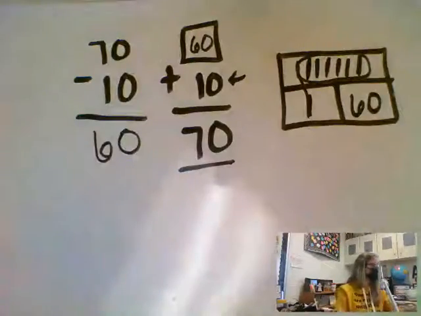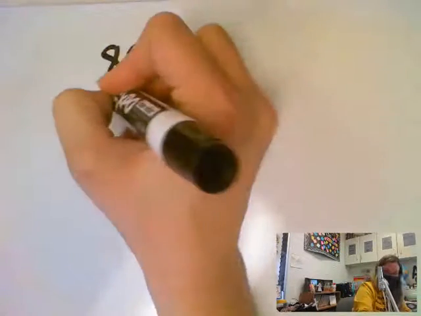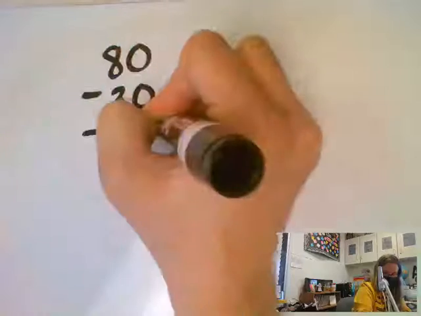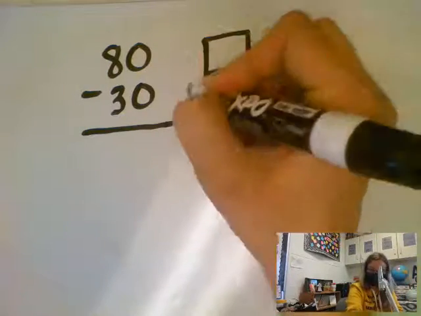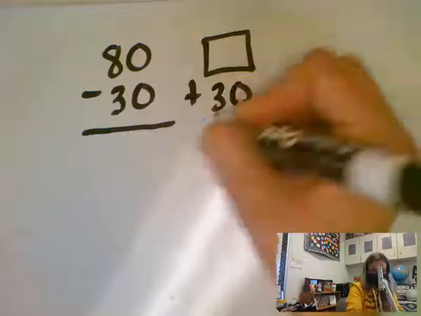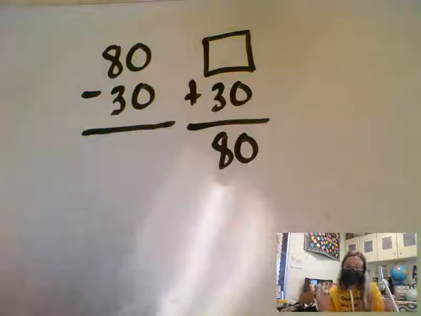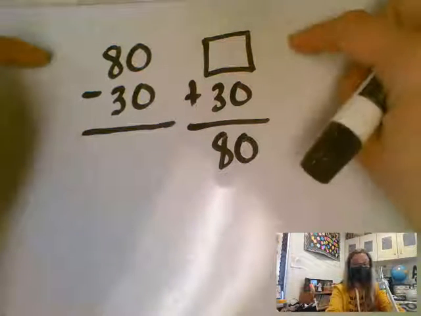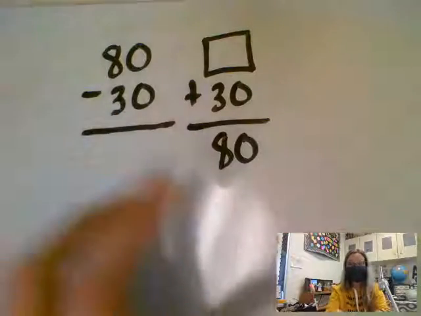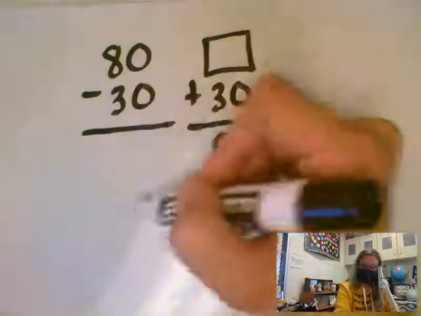Looking at number 8, we have 80 take away 30. So 80 is our whole. Taking away one of our parts is 30. We're going to figure out whatever that part is plus 30 would give us 80. And again, the reason why this works is because of the knowledge we have about fact families. It's the same 3 numbers. We can write them 4 different ways. So 80 take away 30 equals some number.